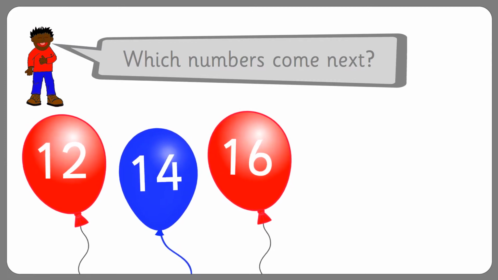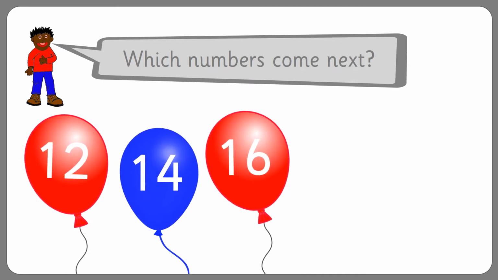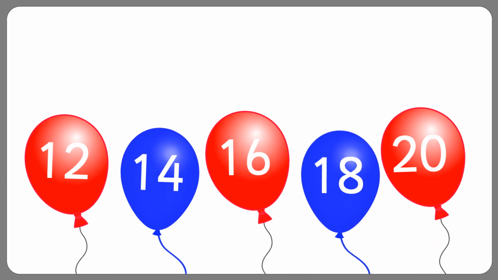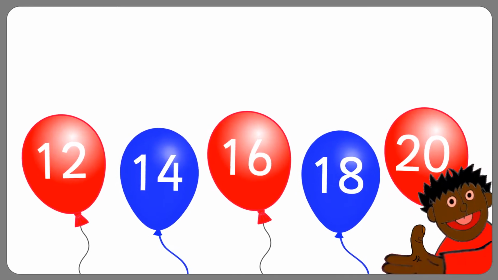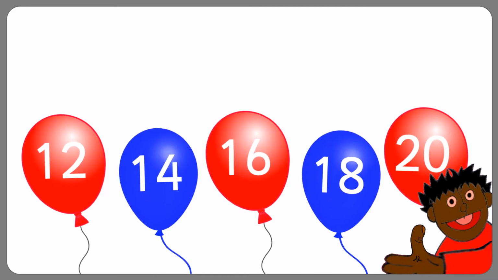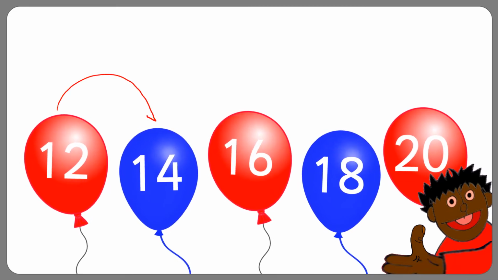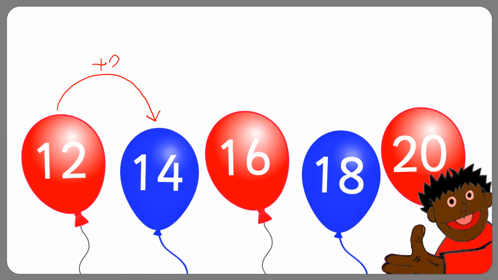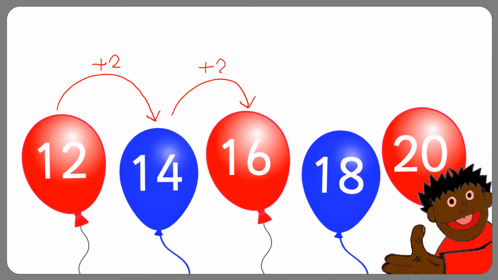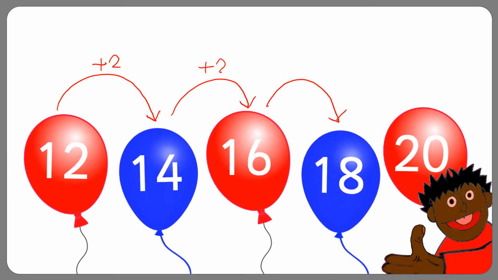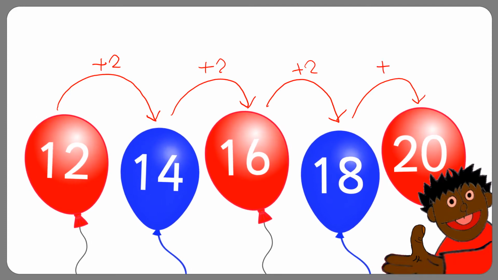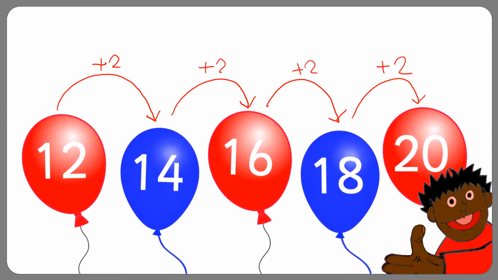Okay, are you ready? So the next number in the sequence is 18, and then the next one is 20. Well done if you got those right. So our rule for that sequence was we were counting in twos or adding on 2 each time. So 12 add 2 is 14. 14 add 2 is 16. 16 add 2 is 18. 18 add 2 is 20. Well done.